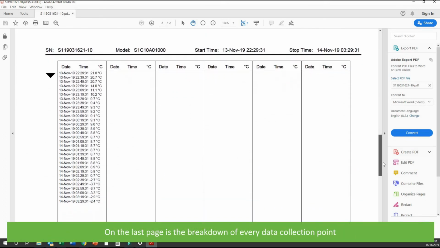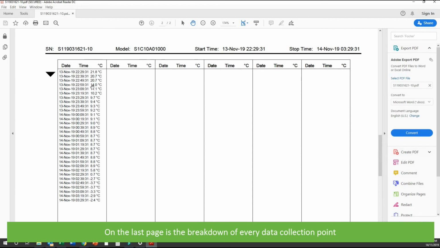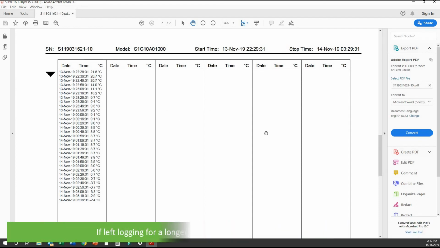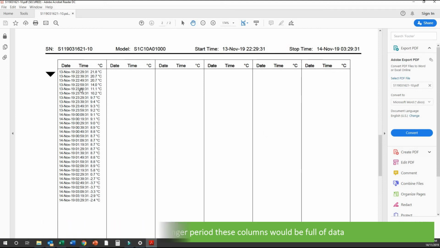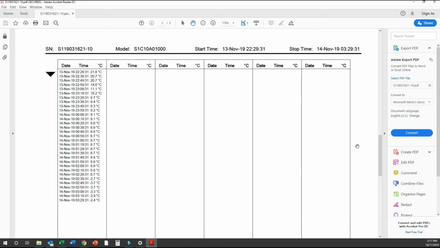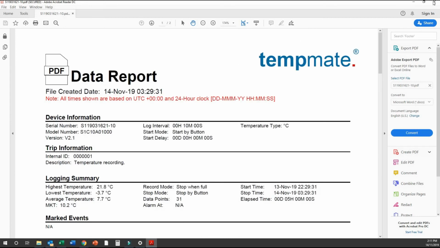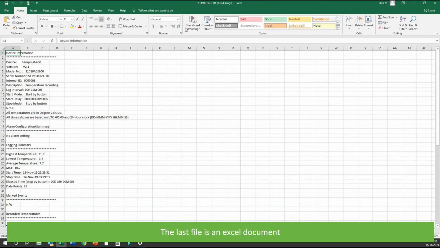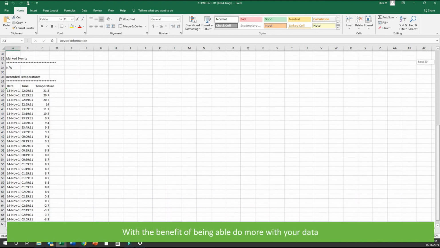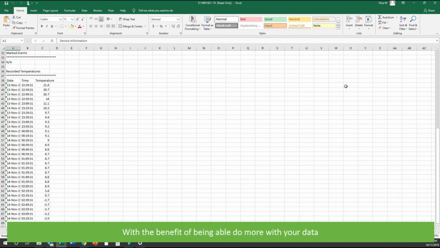On the last page is the breakdown of every data collection point. If left logging for a longer period, these columns would all be full of data. The last file is an Excel document. This gives all the same information as the PDF file shown previously, with the benefit of being able to do more with your data.